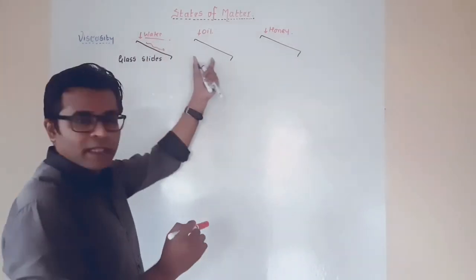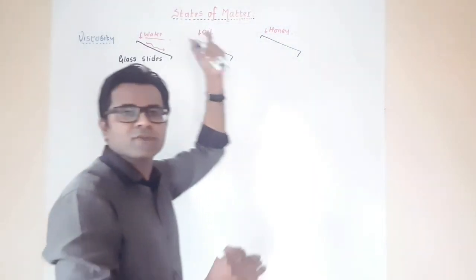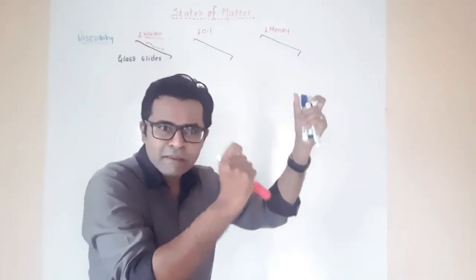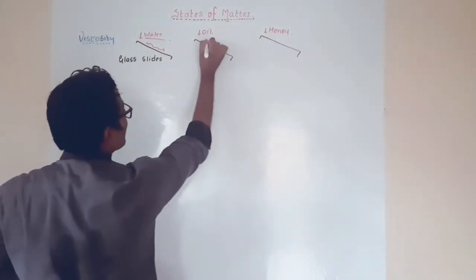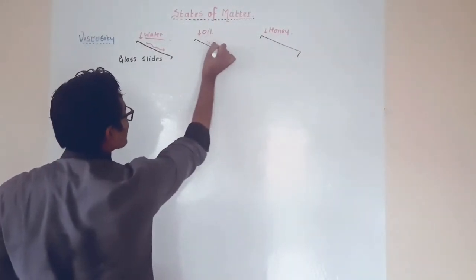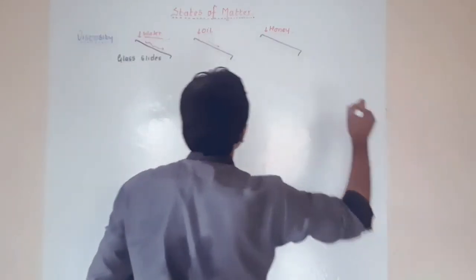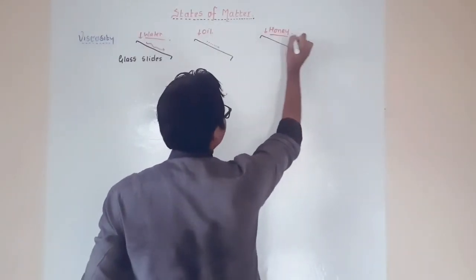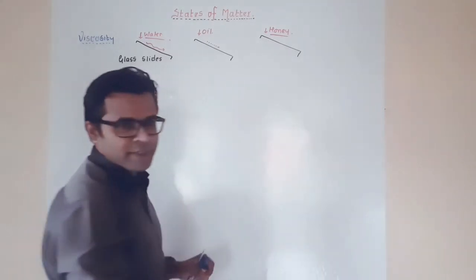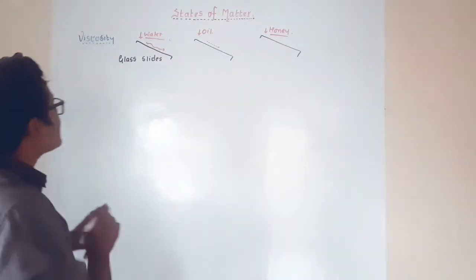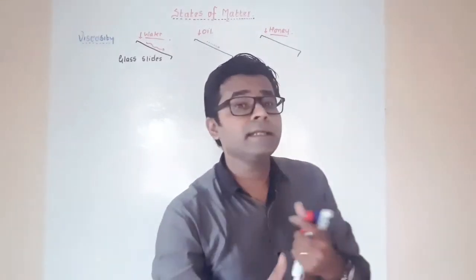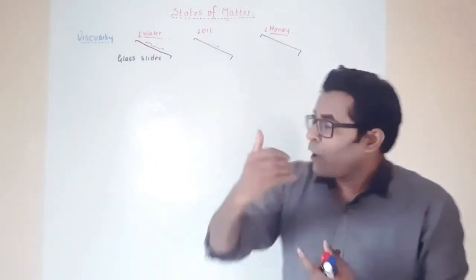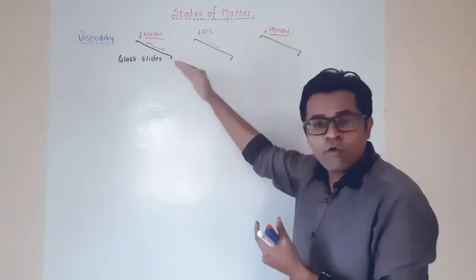Comparatively, this particular oil is going to flow, but of course the oil is going to flow a little bit, you can say, with a lesser velocity. Okay, so this particular oil flows, but the flow is with a smaller or less velocity, while honey flows the slowest. Correct.